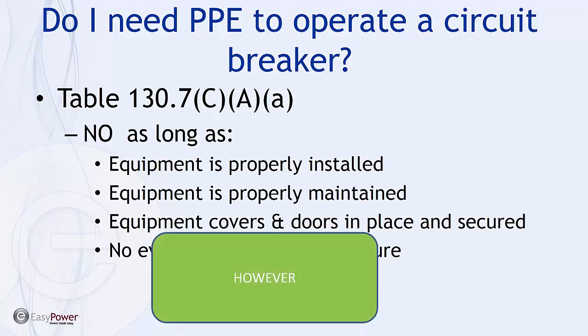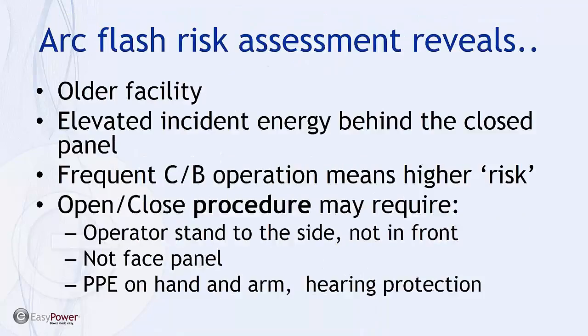However, arc flash risk assessment: let's say we're in an older facility, we've done an arc flash risk assessment, and we find that we have an elevated incident energy behind a closed panel, and we require frequent operation of a circuit breaker. We understand the energy behind that panel means there's a higher potential risk of danger. And again, this is a combination of risk and hazard.